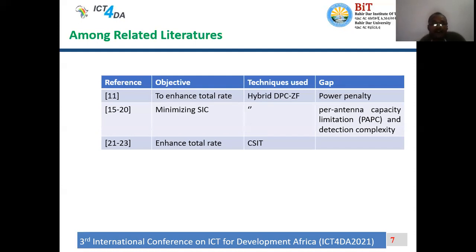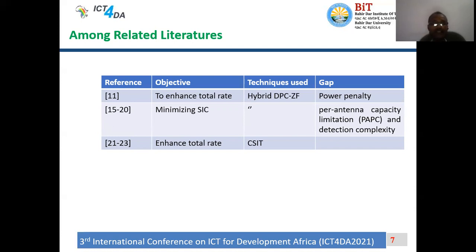So we have gone through different previously conducted research, under reference number 11. The authors have considered hybrid dirty paper coding with zero forcing to enhance the total sum rate, and they have compared their work with previous works, but we still found a gap: the power penalty which arises due to the implementation of zero forcing, which they did not consider.